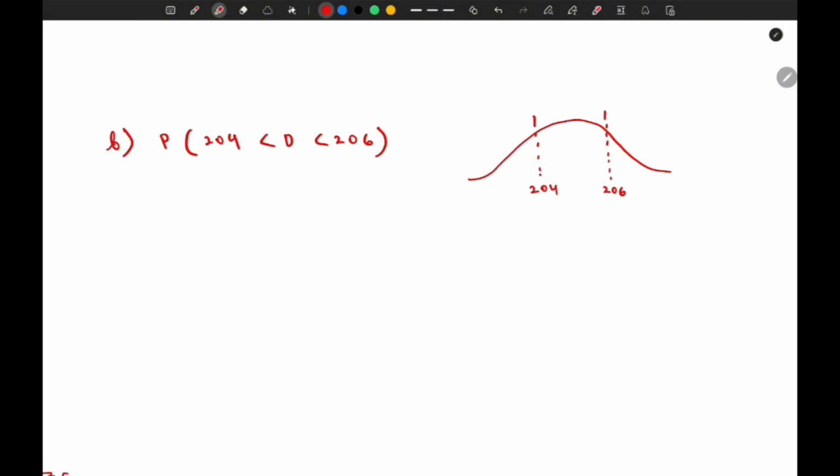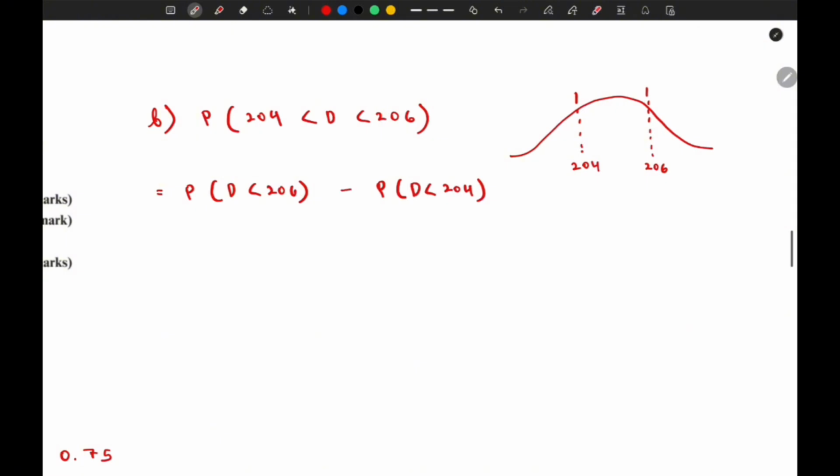Now, if we calculate the probability for d to be less than 206, you will get this whole area. And if you calculate the probability for d to be less than 204, you will get this area. If you subtract this area from the whole area, we will get our required area. So we just need to subtract it.